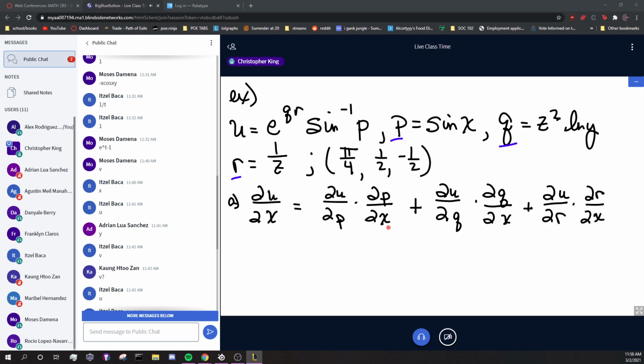you notice that these are going to end up canceling each other out. So you've got the partial of u in respect to x. These cancel out, so I've got the partial of u in respect to x. These cancel out, I've got the partial of u in respect to x. Okay, but you just have to do it for each different variable.